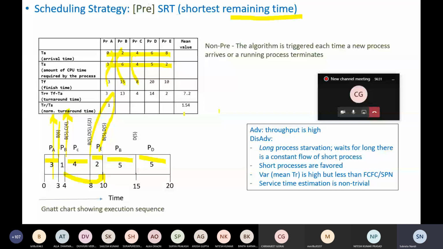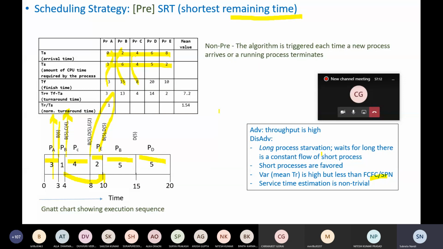And service time estimation is also a problem here. Long processes starve, because if there is a continuous pool of short processes that keep coming, even though the scheduler is taking chances, the long process will never get a chance, because its remaining time requirement is much more than the new short processes.